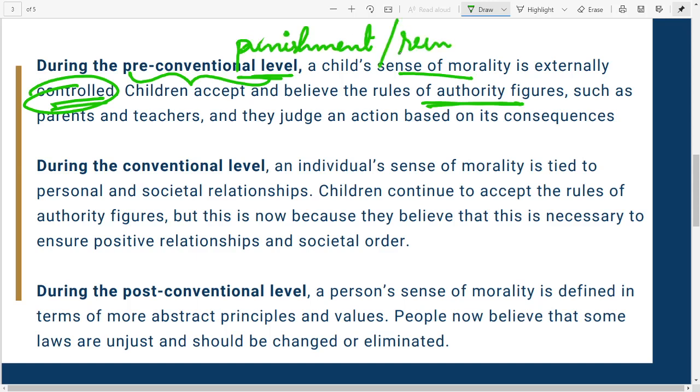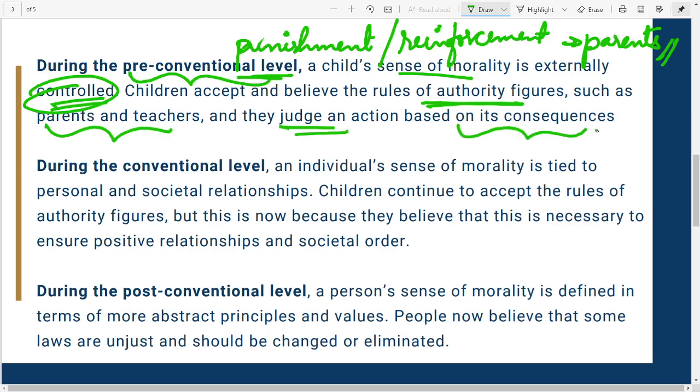Punishment and reinforcement. ये punishment और reinforcement किससे मिलती है आपको? ये parents से मिलती है, okay? So parents are basically your authority figures here, parents, teachers, etc. This is for little kids generally, where you think that rules are absolute, and then how do they judge?